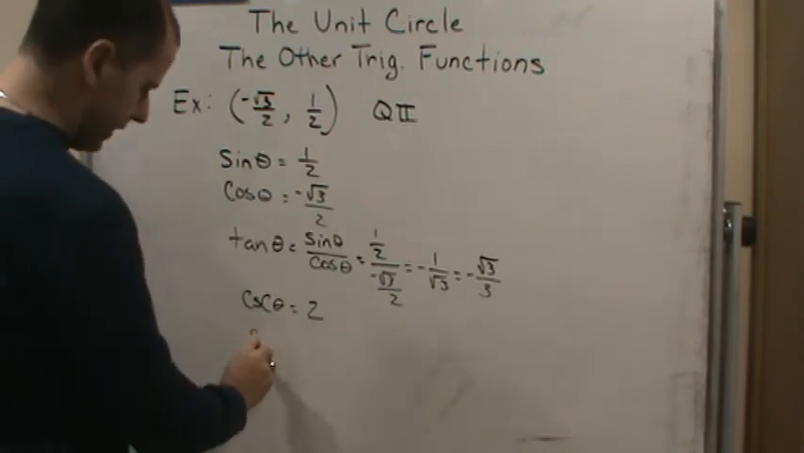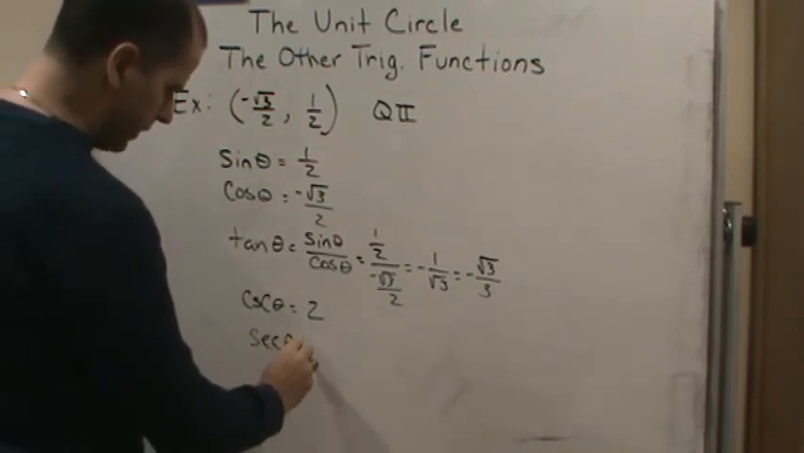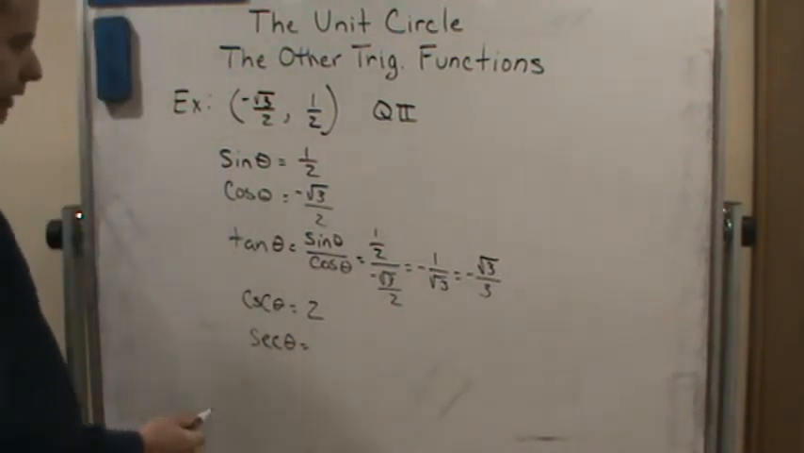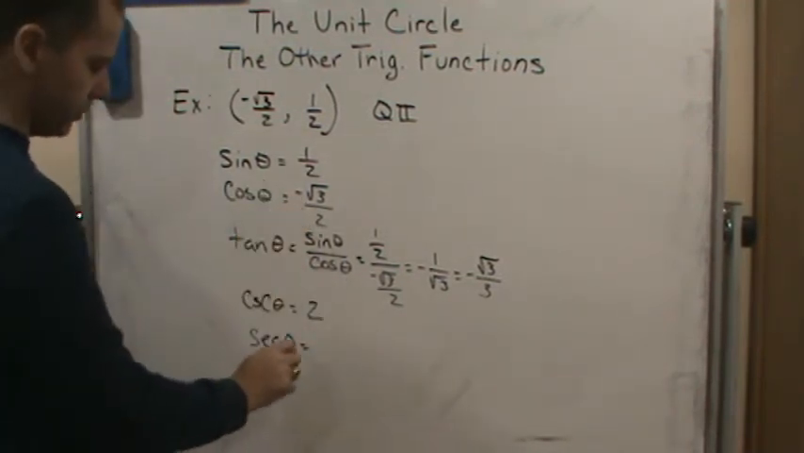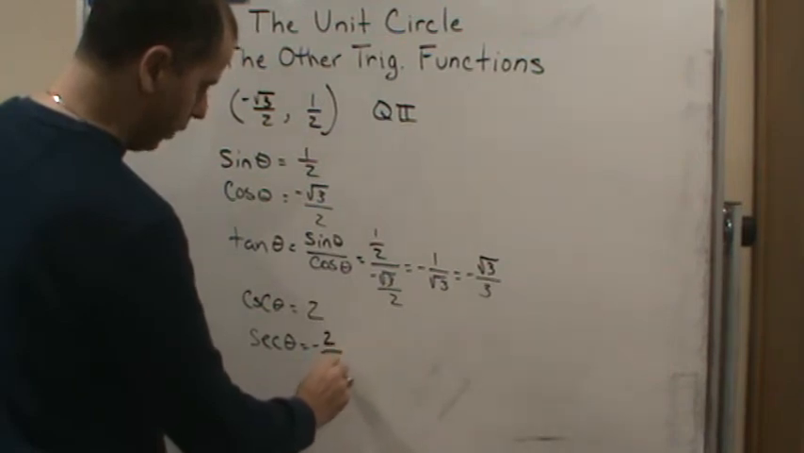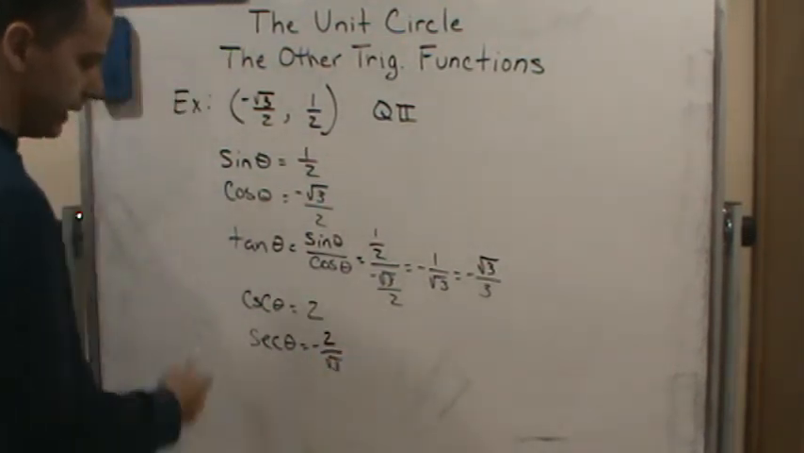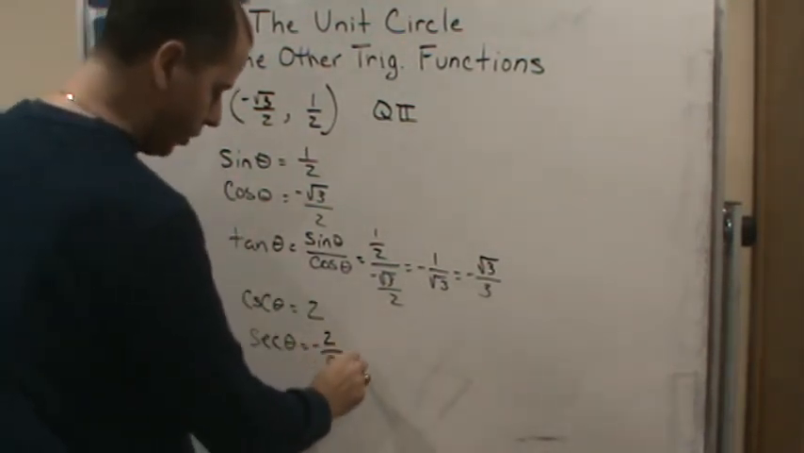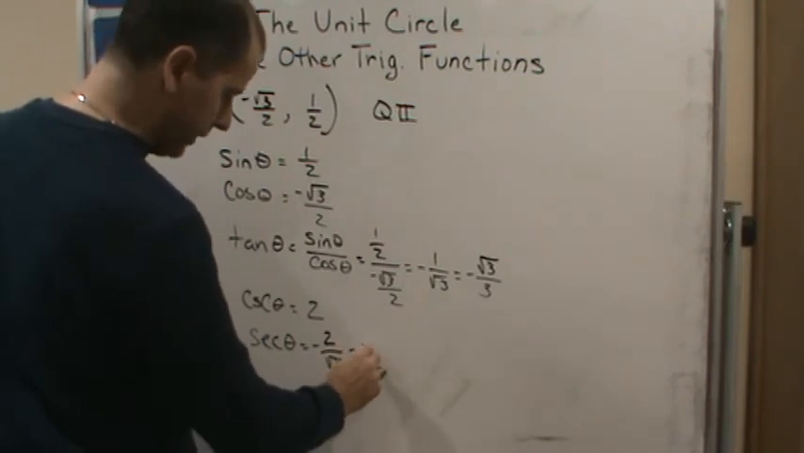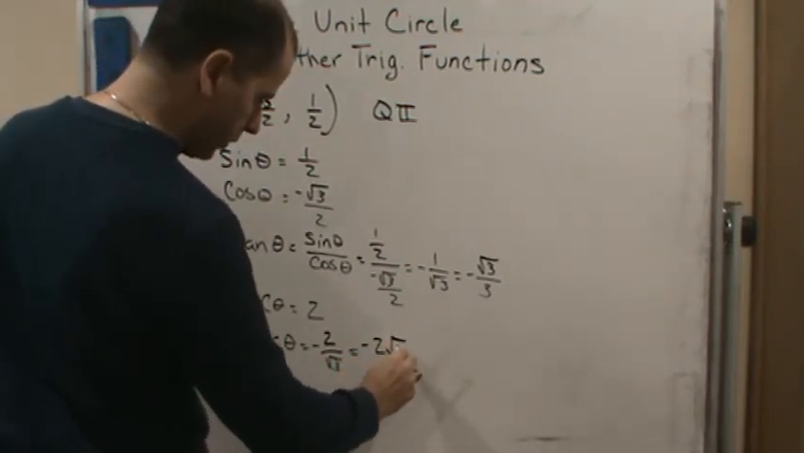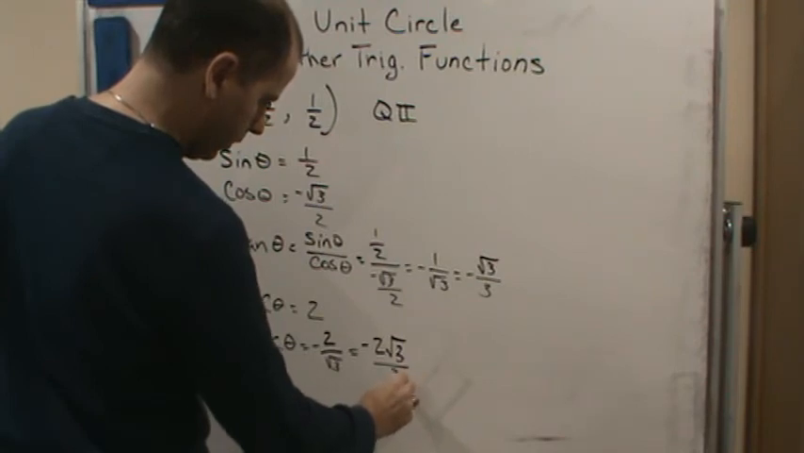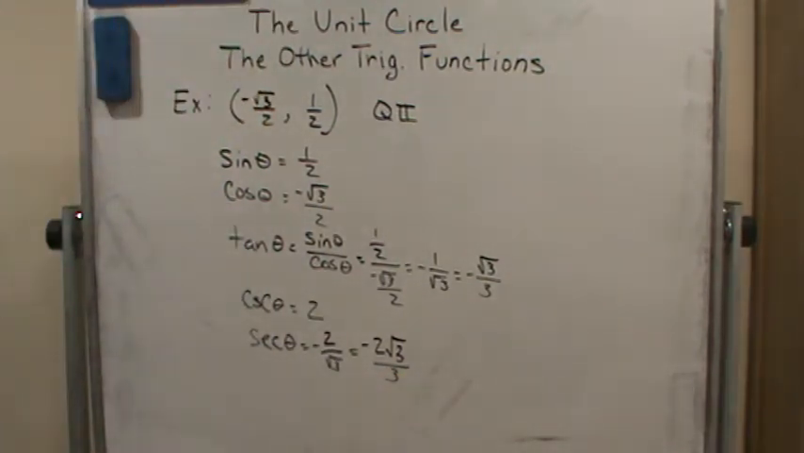And then we've got secant. So secant theta equals 1 over cosine. So it's going to be the reciprocal of this one. So this is going to be negative 2 over root 3. But again, we have to rationalize this. So this is going to end up being negative 2 root 3 over 3, because you have to multiply the top and the bottom by root 3.